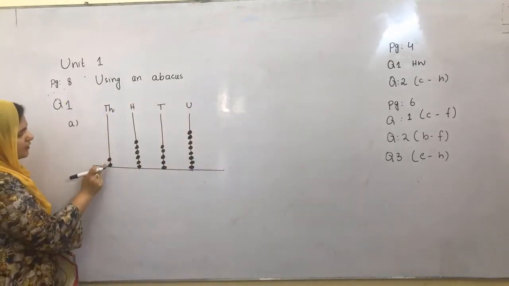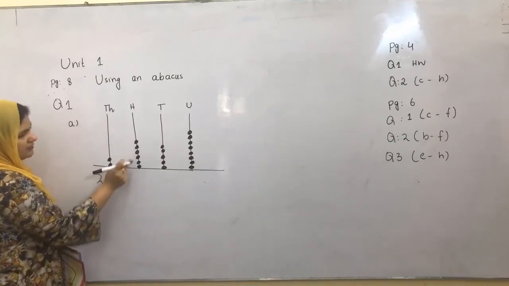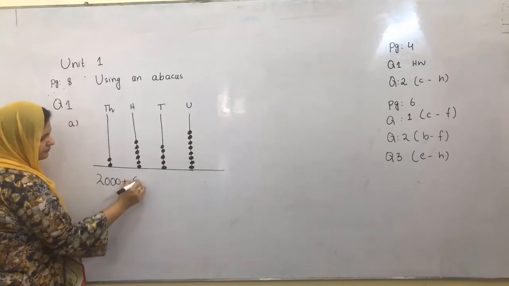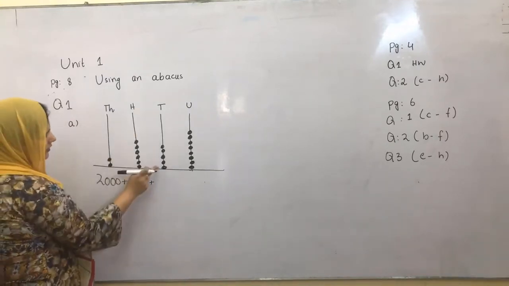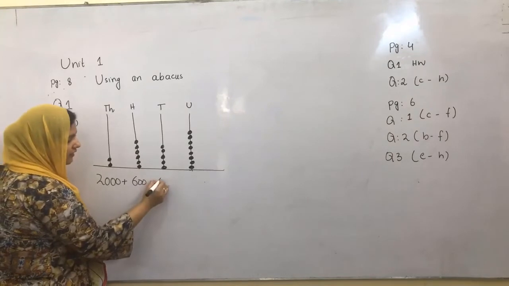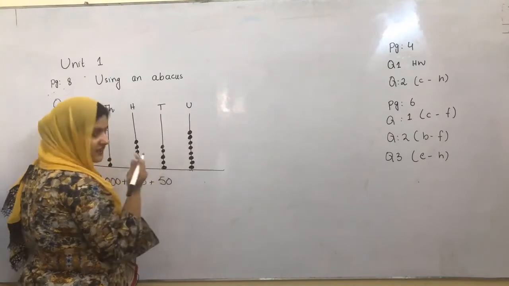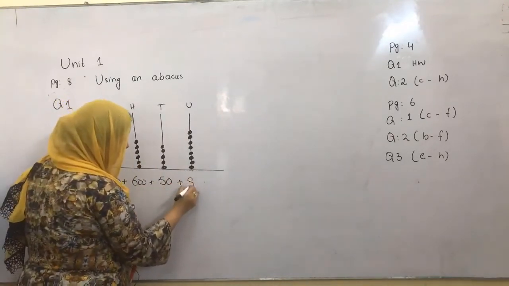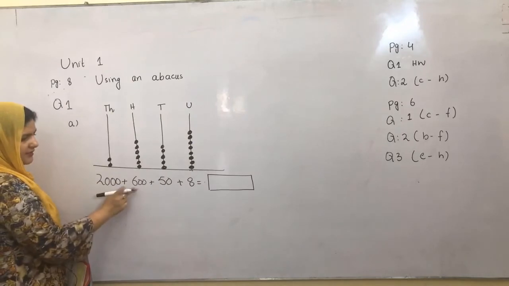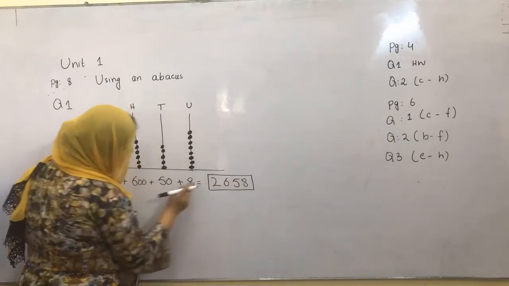So two rings in 1000, 1 and 2, it means 2000. How many rings in 100? 1, 2, 3, 4, 5, 6, 600. How many rings in tens? 1, 2, 3, 4, 5. 5 tens means 50. And how many rings in unit? 1, 2, 3, 4, 5, 6, 7, 8. Unit means single. It means this is 8. Then the answer is 2658. Just write the first digit of that number.